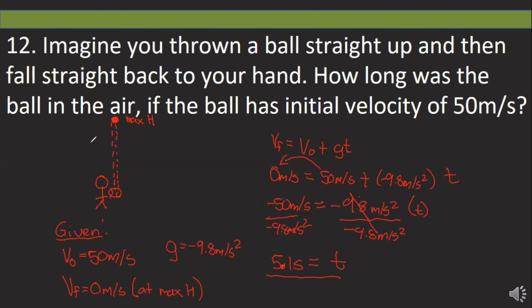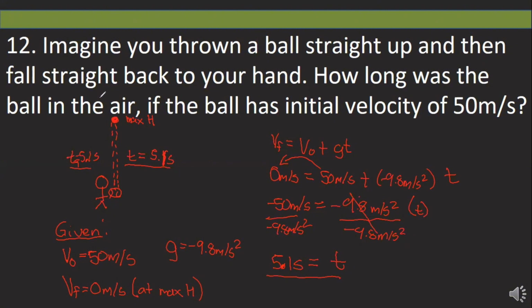However, that is only the time when the ball reaches the top. How about the time when the ball goes from the top back to the hand? In this kind of situation, always remember that the time it takes to go from the hand to the top is the same time that we need for the ball to go from the top back to the hand. So we have 5.1 seconds going to the top, and then we already have 5.1 seconds going down. So we just simply multiply it by 2.